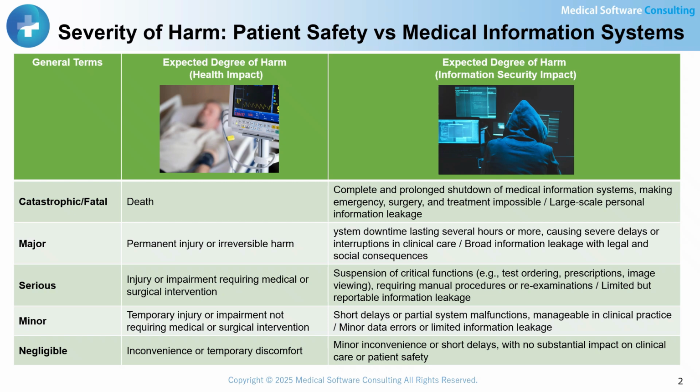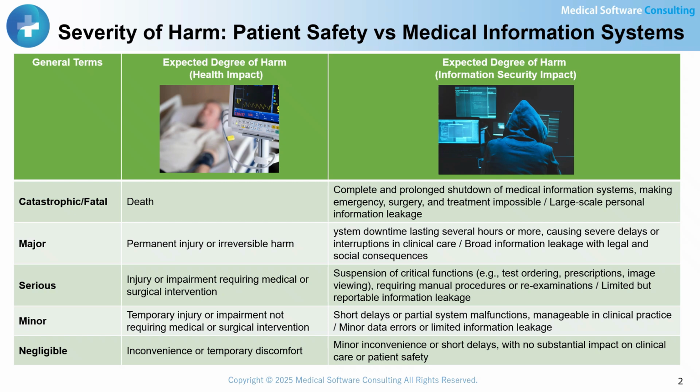From the information security perspective, it is useful to classify severity into 5 levels: catastrophic impact from total system shutdown or massive data breach, major delays due to downtime lasting several hours or more, partial system failure requiring manual workarounds or re-examinations, minor short-term disruptions, or almost no impact at all.